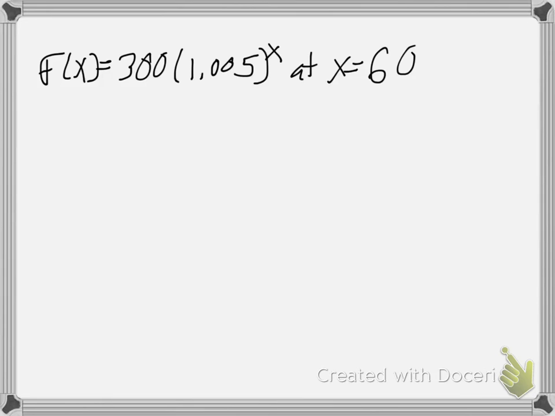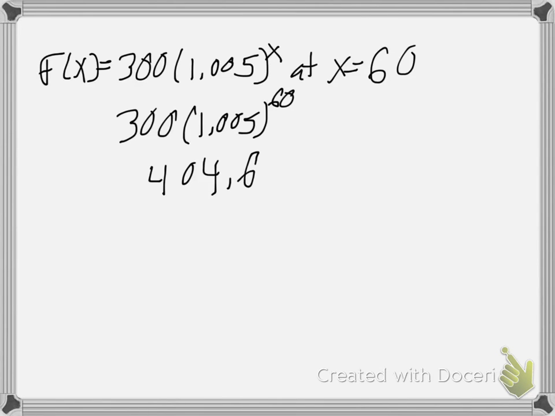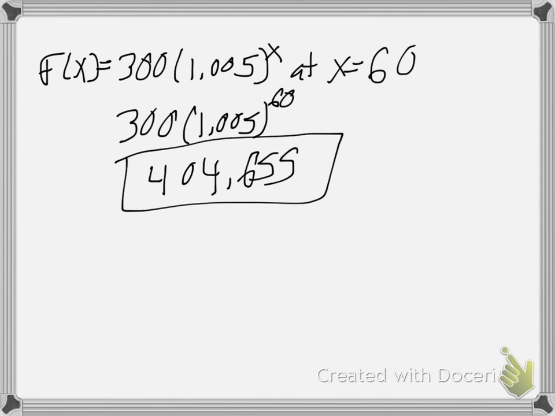All right, so this one, again, this is the 3rd evaluative function at this particular point that I gave you. We had 300 times 1.005 raised to the 60th power. And I said round it to 3 decimal places. So you plug this stuff in, you get 404.655. And that's it. Don't know what else to say about that one.